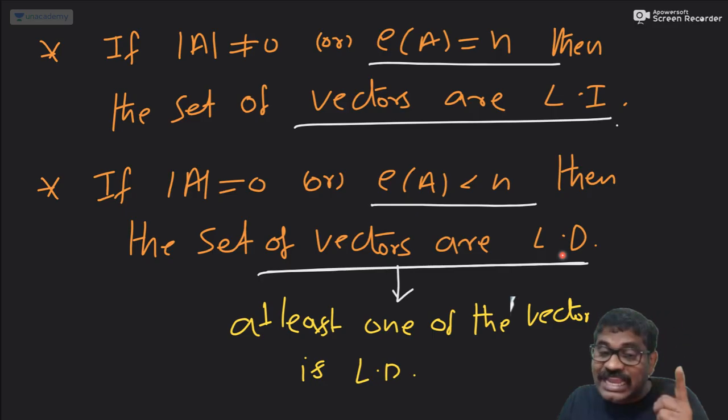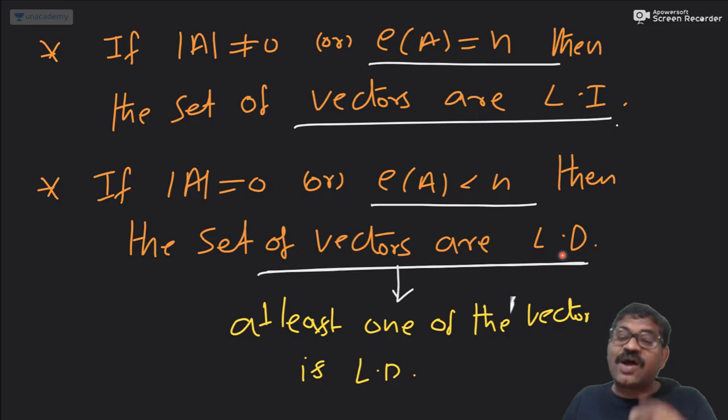If rank is n, the determinant is non-zero. If determinant is non-zero, rank is its order, right? So rank is n automatically. So in that case, all the vectors are independent. That's why the set is independent. Okay, now I'll give the examples.